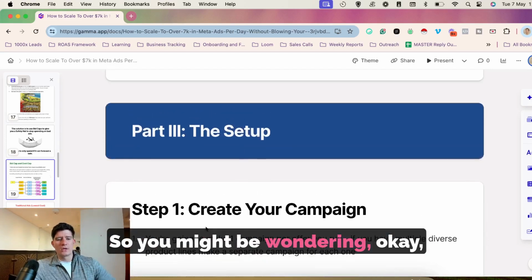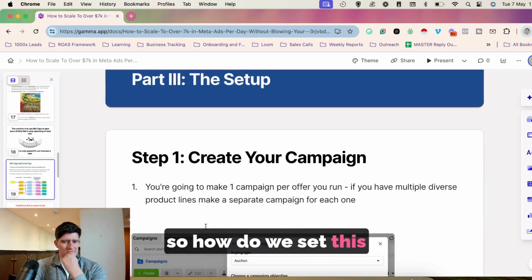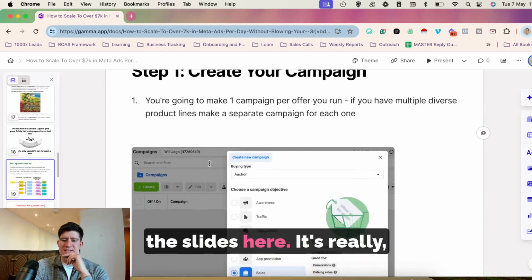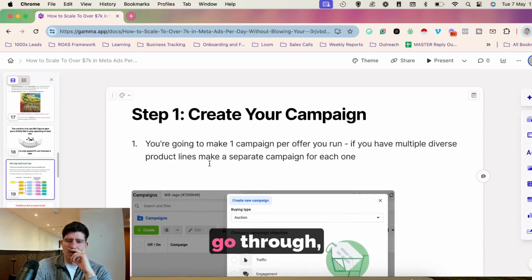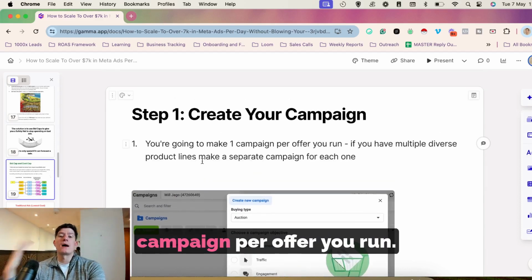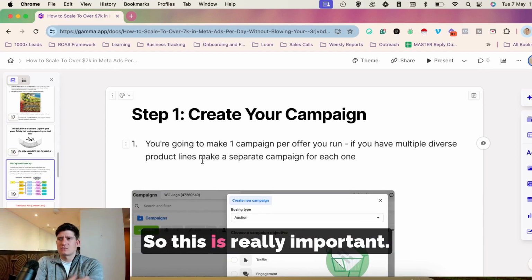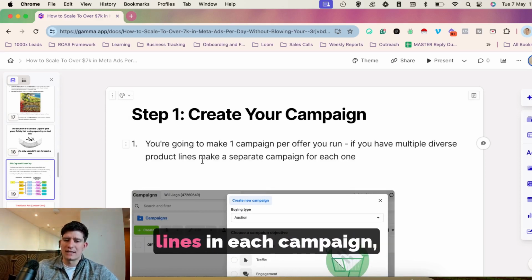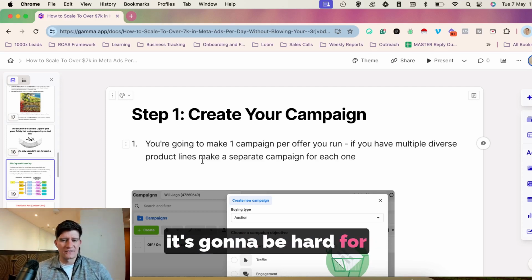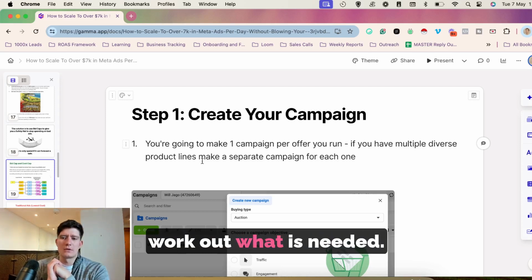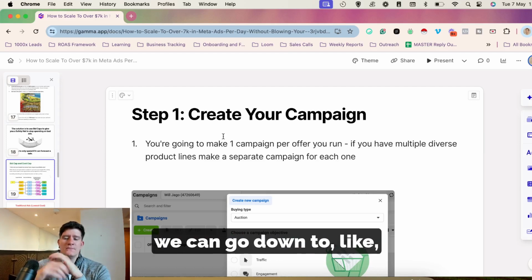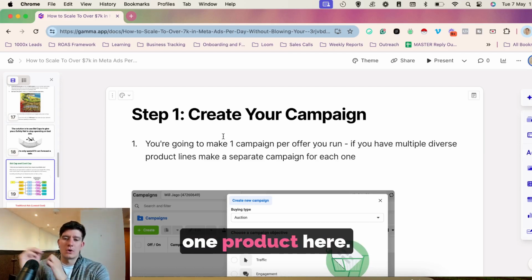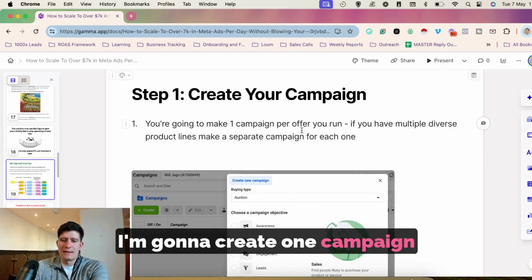So you might be wondering, this is all theory, so how do we set this up? I'm just going to go through the slides here. It's really simple, but we're going to make one campaign per offer you run. This is really important. If you've got loads of different offers or product lines in each campaign, it's going to be hard for Facebook to work out what is needed. So for example, we can go down to one product here. I'm going to create one campaign per product.